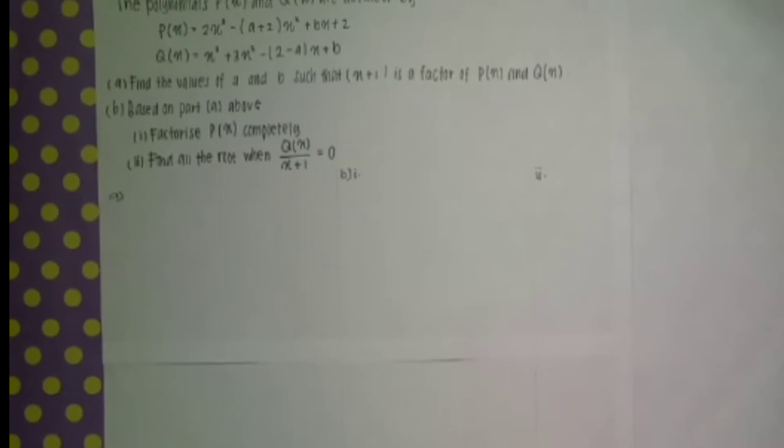The polynomials P(x) and Q(x) are defined by P(x) equals 2x cubed minus (a plus 2)x squared plus bx plus 2, and Q(x) equals x cubed plus 3x squared minus (2 minus a)x plus b. A, find the value of a and b such that x plus 1 is a factor of P(x) and Q(x). B, based on the value of a above, first, factorize P(x) completely; second, find the roots when Q(x) over x plus 1 equals 0.